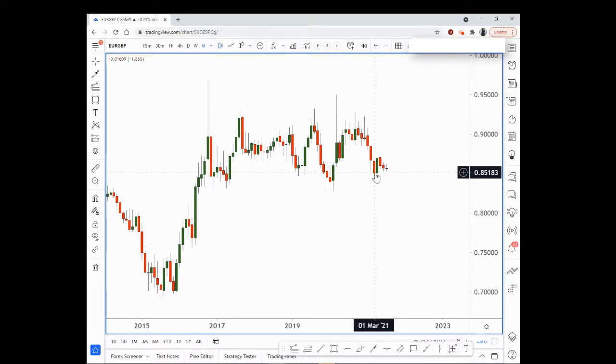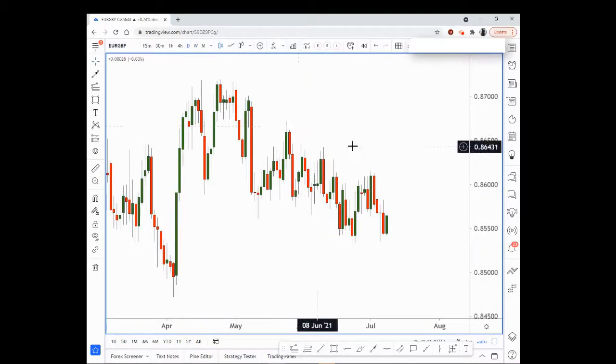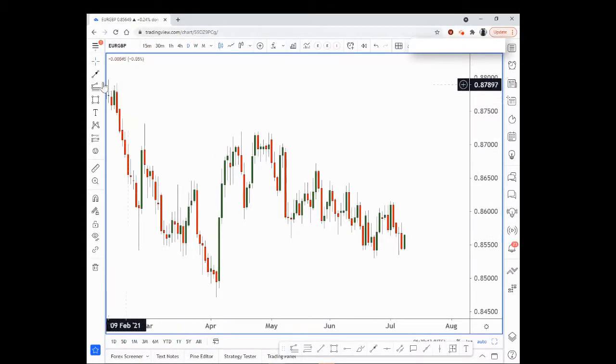On the monthly, euro pound is not looking like it's showing much. It looks like in the past few months there has been a push to the downside and then a small pullback and then a continuation of that push, and a similar situation can be seen on the weekly, but on the daily is where you can see something of a push to that downside that we've seen earlier.